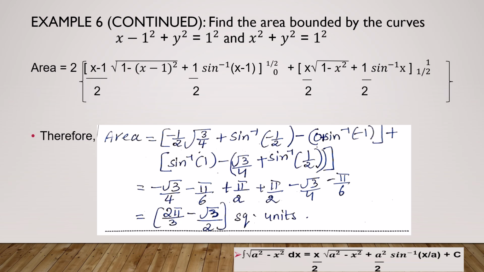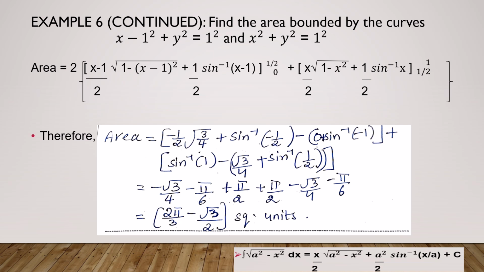Again we use our general integration formula, integral of root of a square minus x square dx, x by 2 root of a square minus x square plus a square by 2 sin inverse x by a. So now it is basic calculation, but take care while doing the calculation. One thing is clear. Now see, sine inverse of minus half will be equal to minus pi by 6. Sine inverse of half is, you know that sine pi by 6 is half. Sine of minus pi by 6 will be minus half in the fourth quadrant.